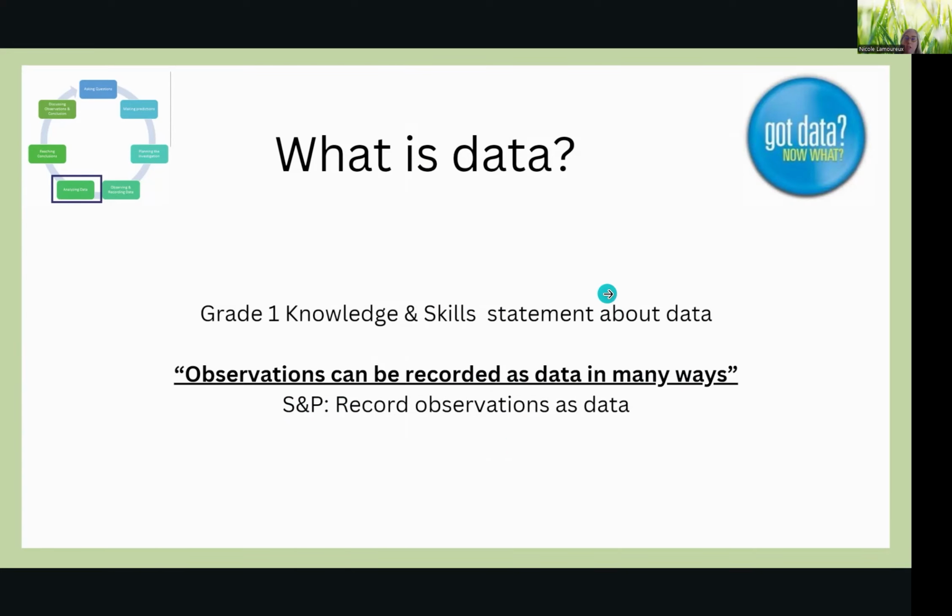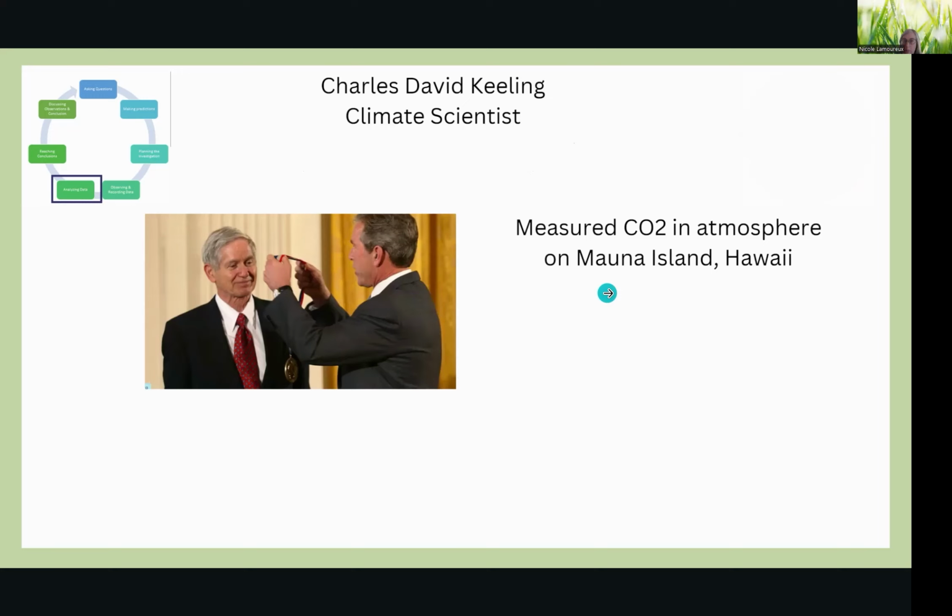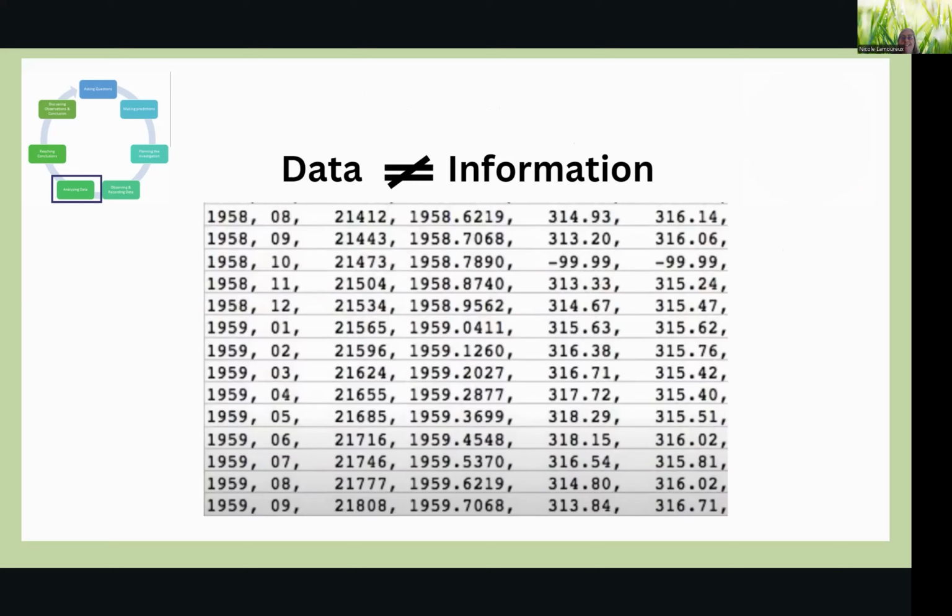And I'm going to show from a science lens what we mean. So this is Charles Keeling. He's a climate scientist. You may have heard of the Keeling effect or the Keeling curve. And he won a Nobel Peace Prize for the way in which he gathered data and represented it to measure the amount of carbon dioxide in the atmosphere on Mauna Island. This is his data. It means nothing.